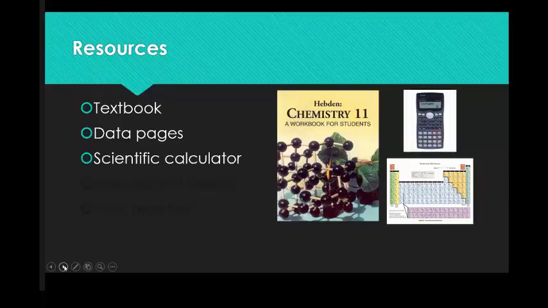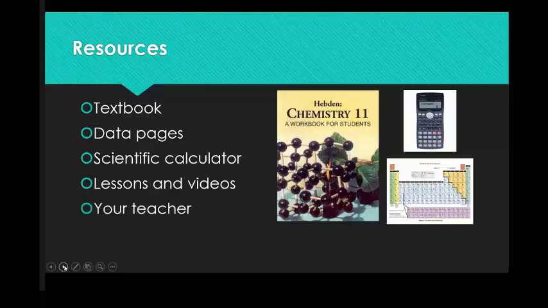The course itself has lessons and videos in addition to the textbook. So there's lots of resources available for you to help you learn the material. Your teacher, of course, is also an important resource for you. There's lots of ways that we can help you. Please contact your teacher if you do need help or you have questions at any point. And it's important to let us know if you are having difficulty.